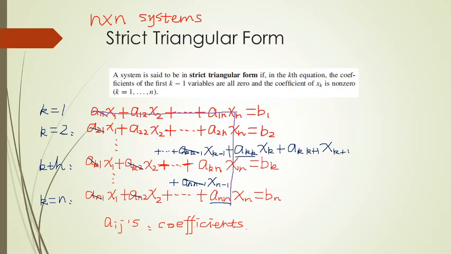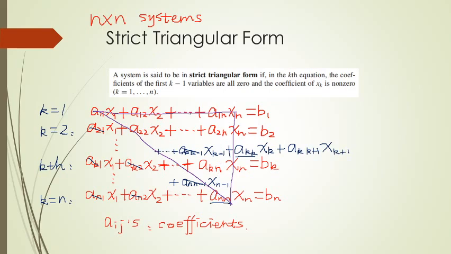The first n minus 1 are all 0. So that forms the right side. The left side forms a triangular form. That is what we call the strict triangular form, because the other terms all become 0 since the coefficients for the first k minus 1 variables are all zeros. That is what we define as the strict triangular form for the n by n systems.